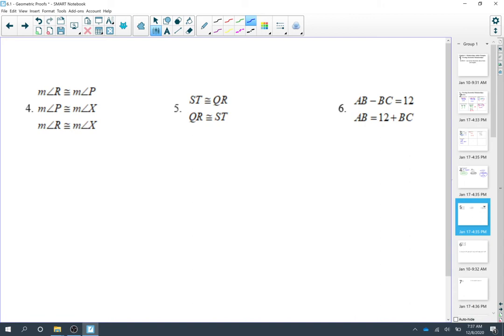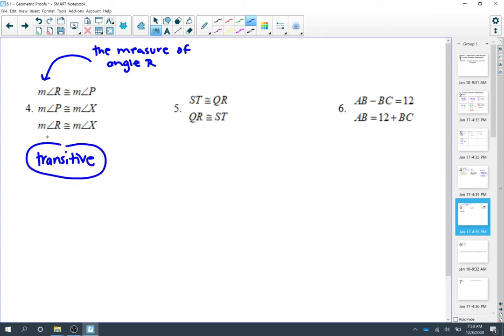Number 4. Okay, now right here, we already went over that this is congruent. So this is read as the measure of angle R. Okay, and this is your angle sign. That means measure. So the measure of angle R is congruent to the measure of angle P. Then the measure of angle P is congruent to the measure of angle X. So then the measure of angle R is congruent to the measure of angle X. This one is your transitive property.